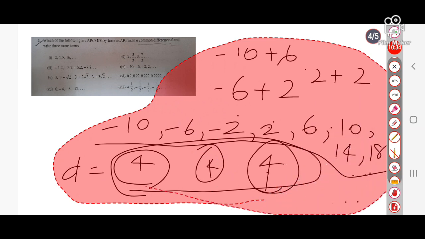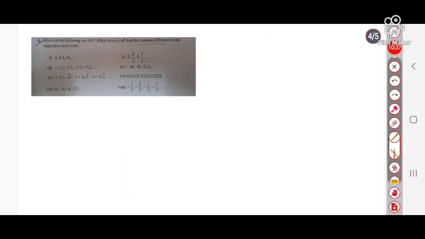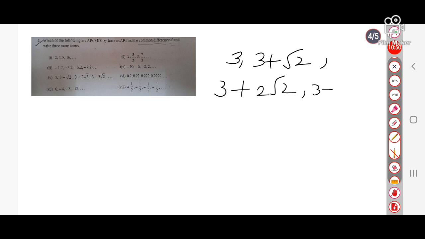Now the fifth subdivision, what it asks: 3, 3 plus root 2, 3 plus 2 root 2, 3 plus 3 root 2, it goes on. So they are asking whether this forms an AP or not. So this is the fifth subdivision. Okay.